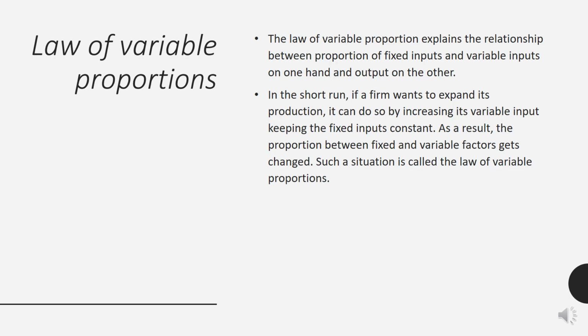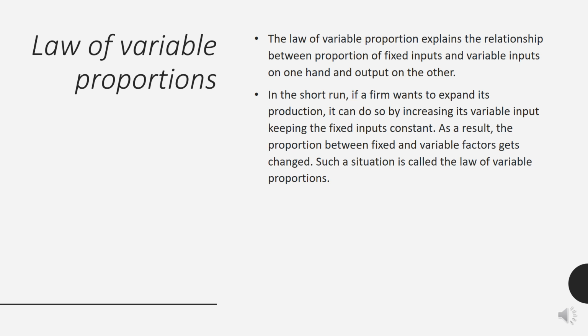The very important theory in production, the law of variable proportions. This law explains the relationship between the inputs and output. Here there are two types of inputs: one is the fixed input and the other the variable input, on one side, and the output on the other. In the short run, if a firm wants to expand its production, it can do so by increasing its variable input, keeping the fixed inputs constant. As a result, the proportion between the fixed and variable factors gets changed. Such a situation is called the law of variable proportions.